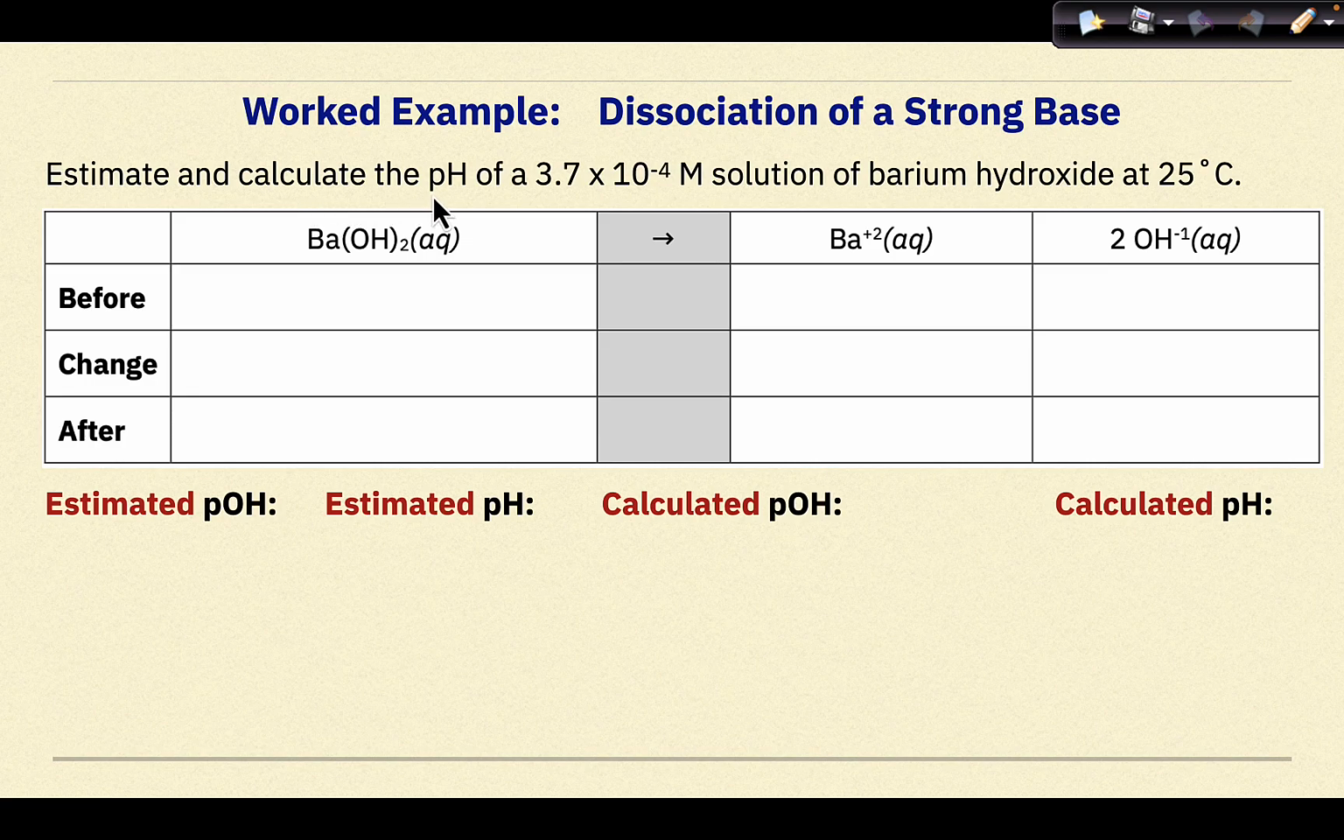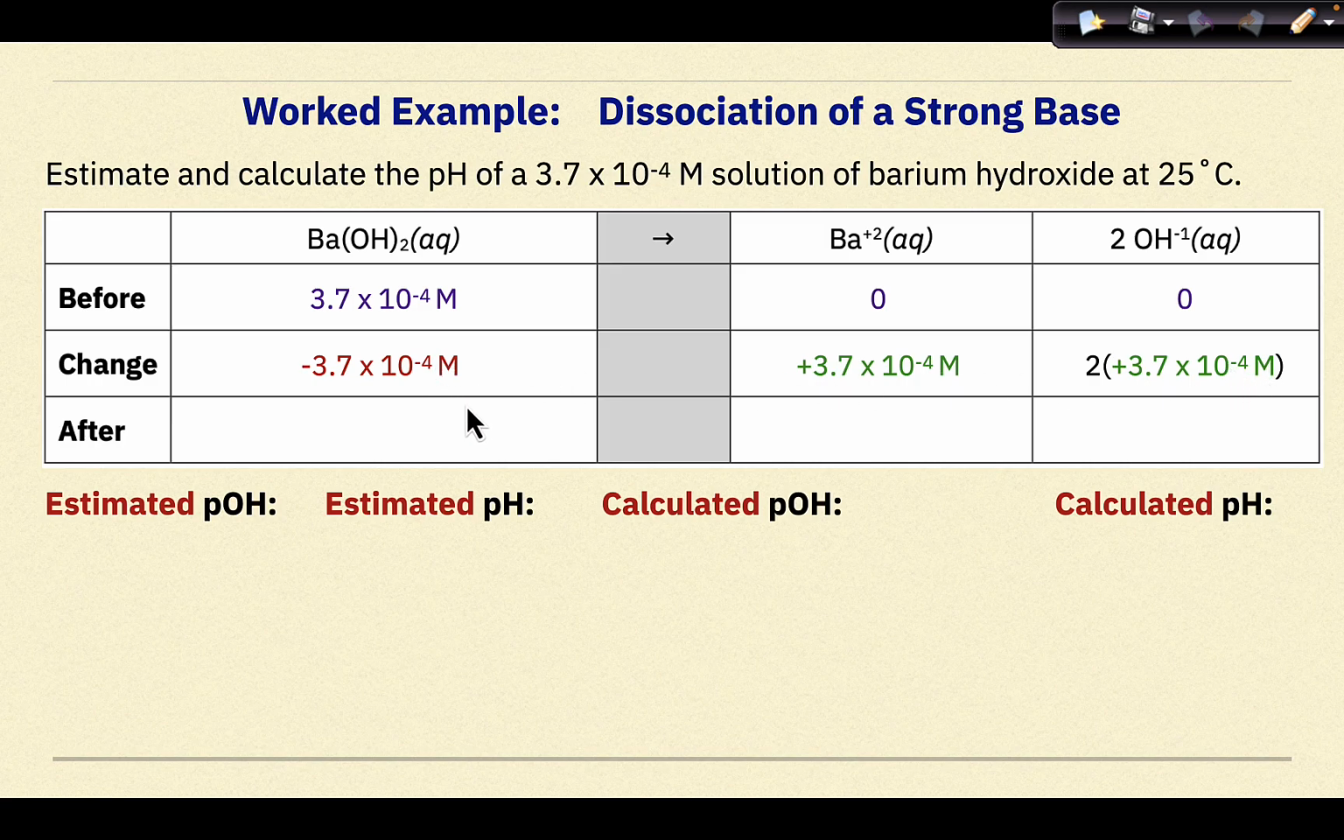Estimate and calculate the pH of a 3.7 times 10 to the negative 4 molarity solution of barium hydroxide at 25 degrees Celsius. In the beginning, we're going to have a concentration of 3.7 times 10 to the negative 4 molarity for the barium hydroxide, with no barium ions present or hydroxide ions present. As the barium hydroxide dissociates completely, we're going to have equal amounts of barium ions and hydroxide ions, except we need to note that the barium ion to hydroxide ions are in a 1:2 ratio, which is why this is 2 times 3.7 times 10 to the negative 4 molarity.